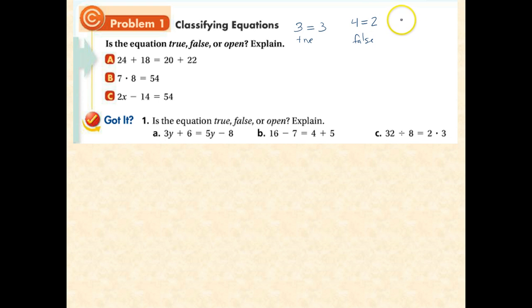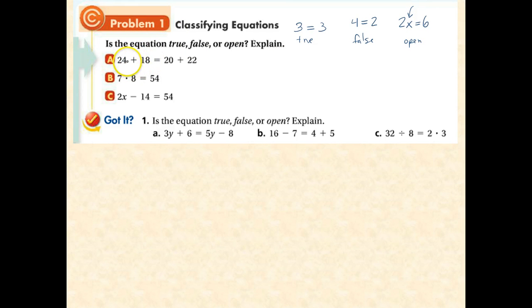Or if it has a variable, like 2x equals 6, we call that open. It's kind of like it's open to interpretation depending on what the value of x is. If x is 3, then it's true. If x is 4, then it's false. But since we don't know what x is, we just call it open.